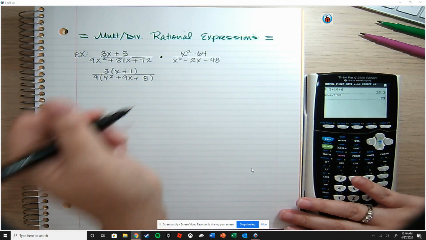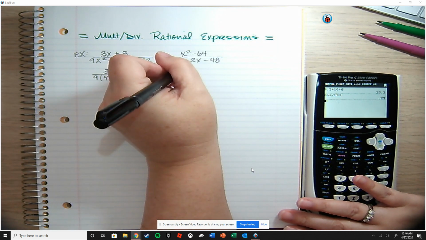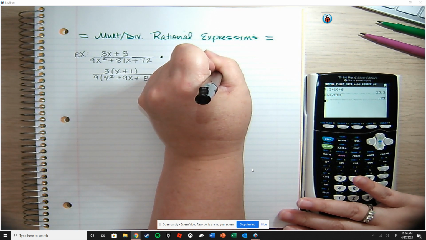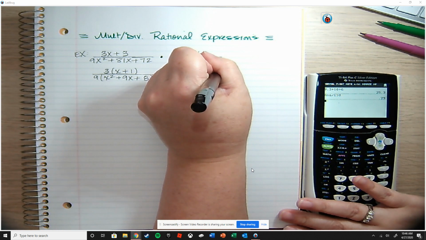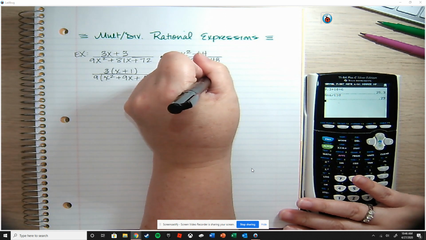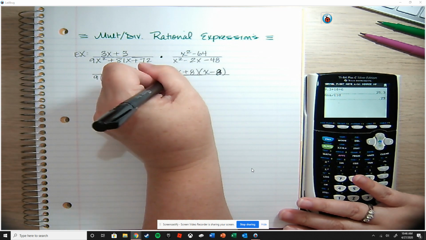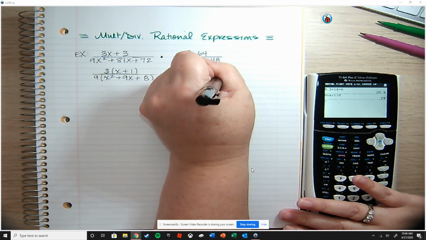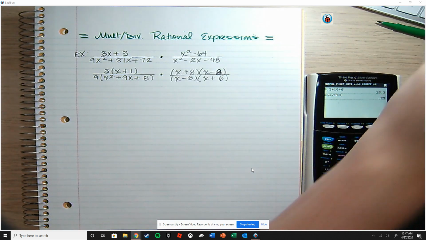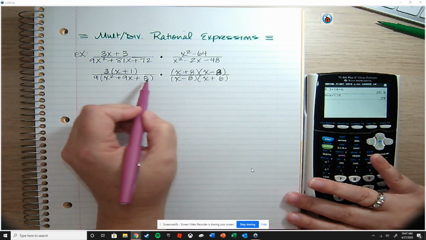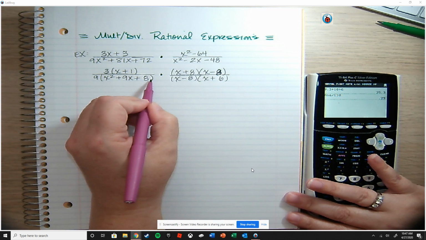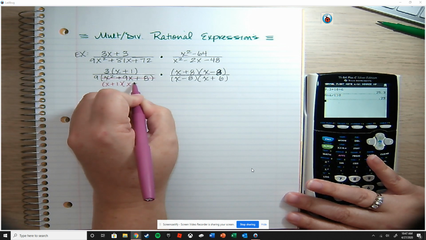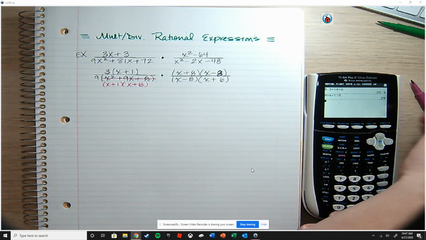Times x squared minus 64 is the difference of squares, so that is x plus 8 times x minus 8, divided by x squared minus 2x minus 48, which factors to x minus 8 times x plus 6. Now, rather than rewrite the entire problem, I'm just going to factor this one more time. I'm going to cross this out and put x plus 1, x plus 8, which you are completely allowed to do.